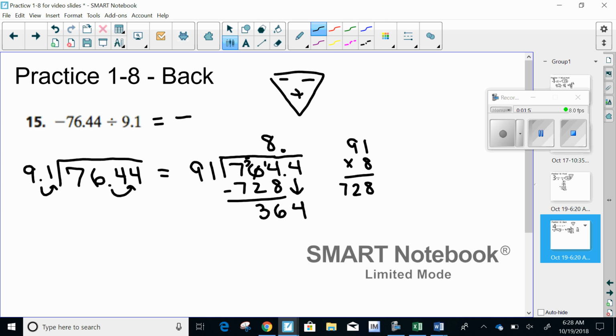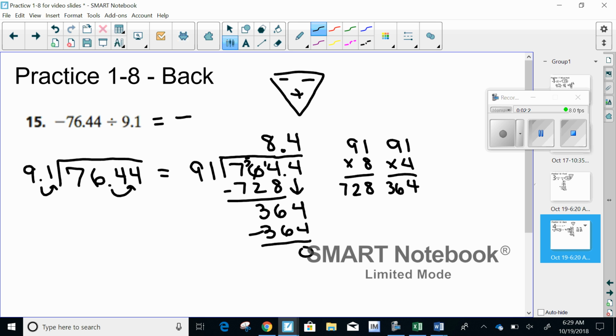And again, for this, I'm going to think of this as a 36 being divided by a 9 to get a good estimate. And that should be 4, so I'm going to check it over here. 91 times 4 is 364, so that's a good estimate. So 4 and 364, and when I subtract, I get 0, so I know this is a terminating decimal.